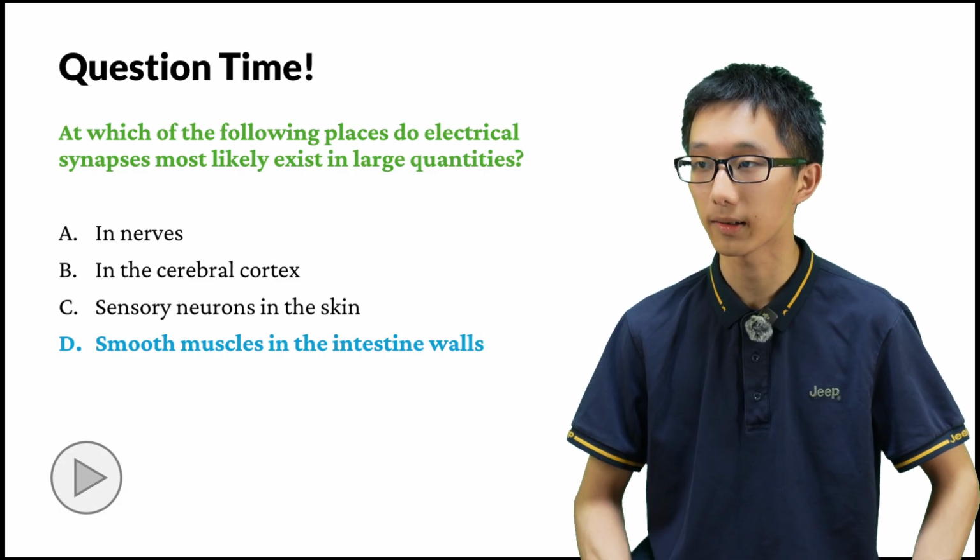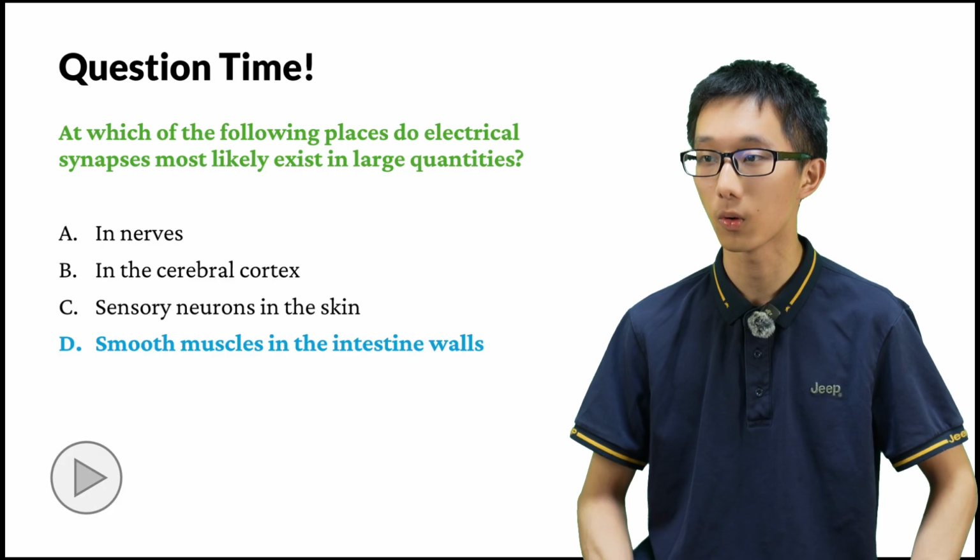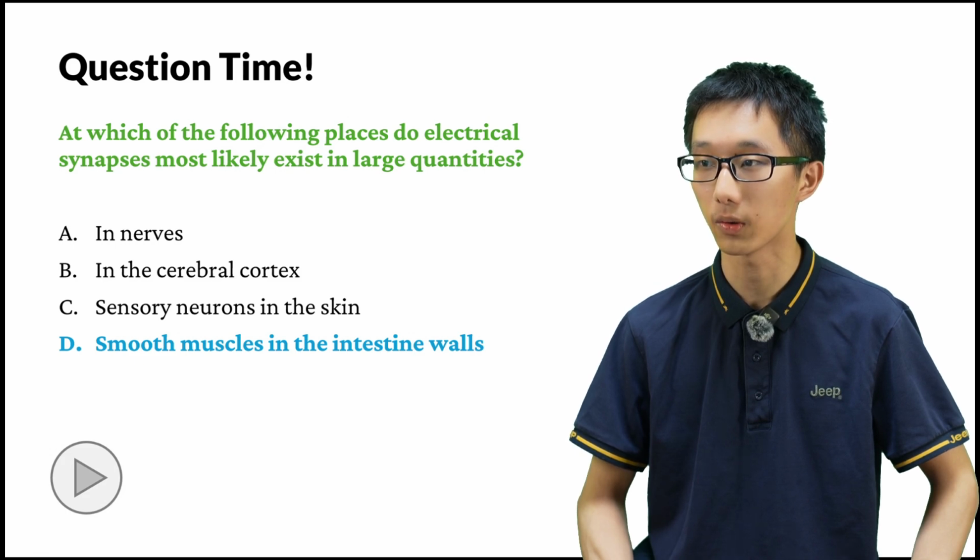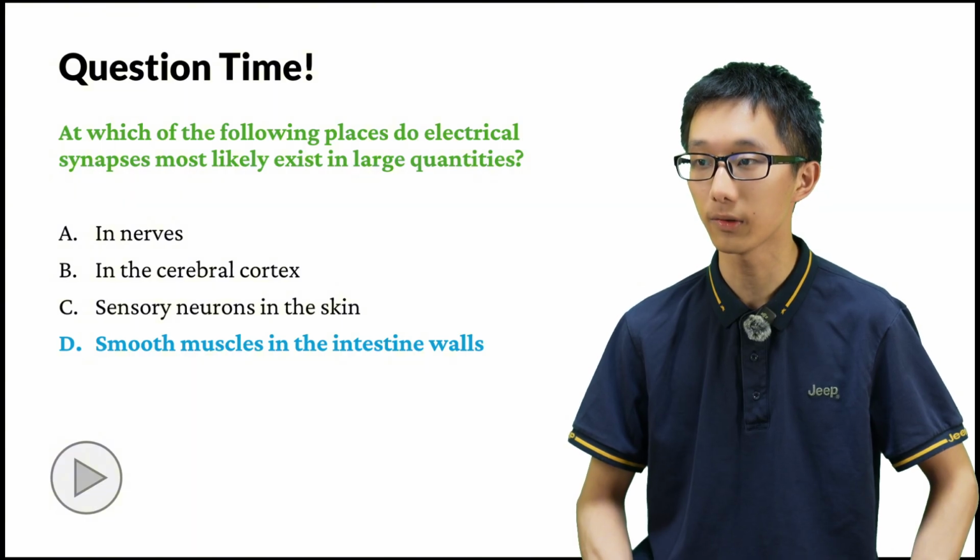In the cerebral cortex, there actually do exist electrical synapses, but not in large quantities, because the cerebral cortex is where we process information. If every neuron is in synchrony, then the cerebral cortex will never be able to process information. And sensory neurons in the skin, they also don't have electrical synapses, because, for example, if we want to have touch, then we need to be able to distinguish between two stimuli that are very close to each other. If the sensory neurons fire together, if they're in synchrony, then we will not be able to distinguish between two stimuli.